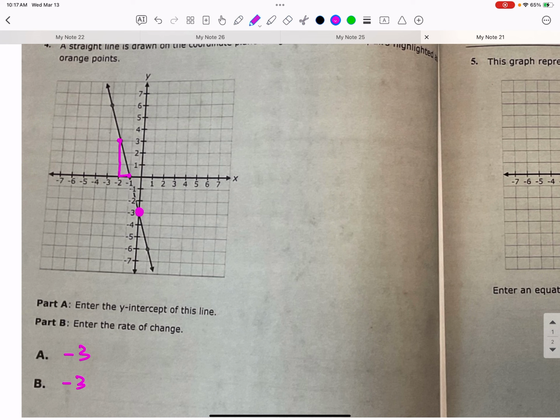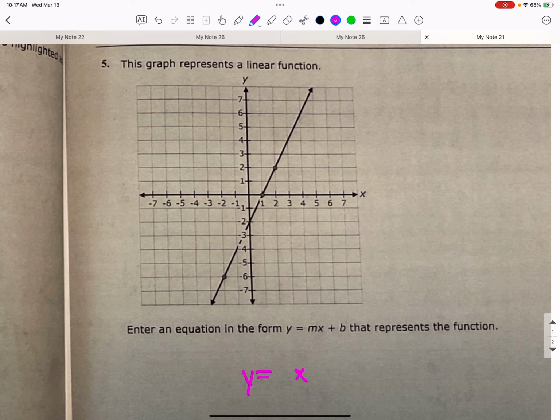Number 5, write an equation. Okay, so we say y equals mx plus b. Let's see, this thing starts at negative 2, so it's y equals something, something, something minus 2. What's the slope? It goes up 2 over 1, up 2 over 1. The slope is 2, so y equals 2x minus 2.